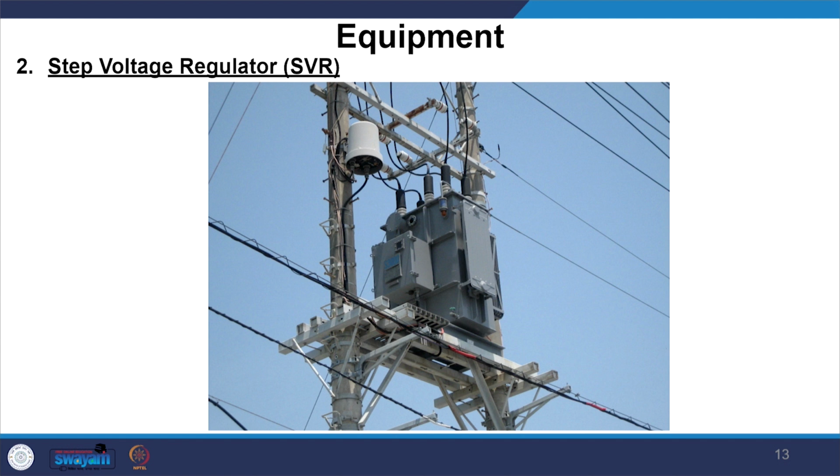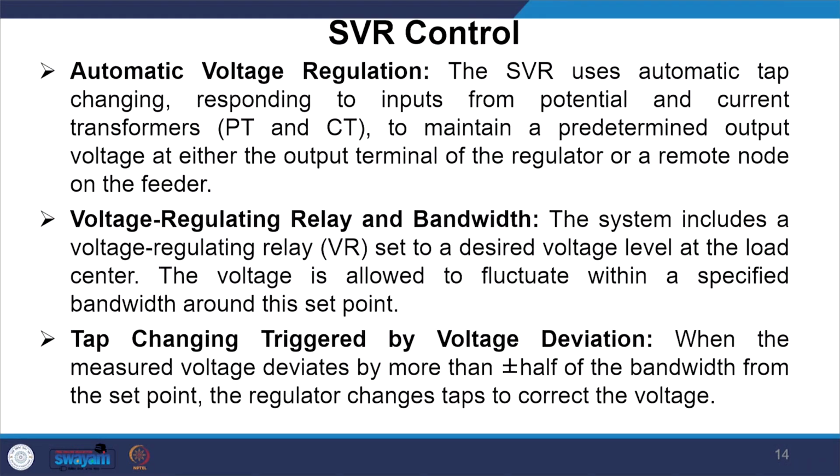Now the physical device, the SVR, how it looks like, and normally it is mounted on the poles. Now AVR, automatic voltage regulation. The SVR uses automatic tap changing, responding to inputs from potential and current transformers, that is PT and CTs, to maintain a predetermined output voltage at either the output terminal of the regulator or a remote node on the feeder.